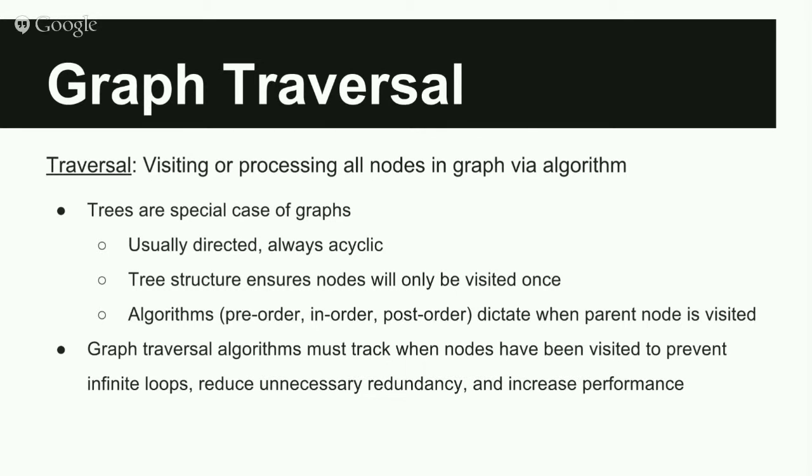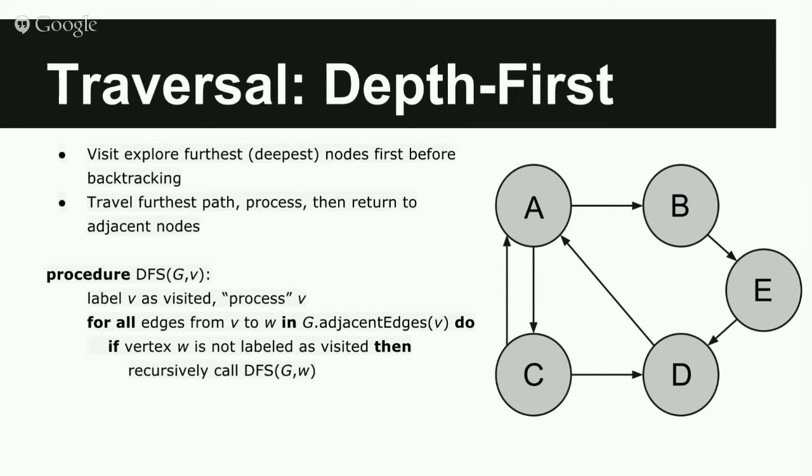Whereas with graphs, as we've seen in some of these examples, there can be cycles, there can be paths from one node back to itself, and our algorithms need to take that into account so that we don't end up with unnecessary redundancy, right? We're processing the same nodes over and over again, or in infinite loops where we can't get out of this processing cycle, and we try to have maximum performance. Next slide. So the first traversal algorithm that we'll go over is depth first search.